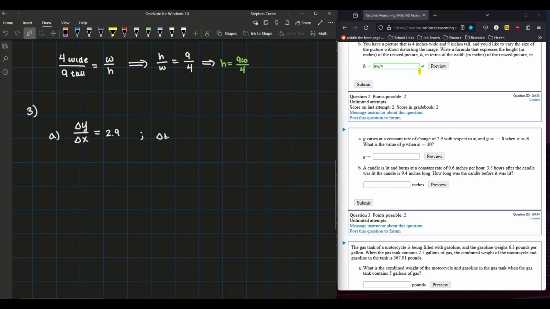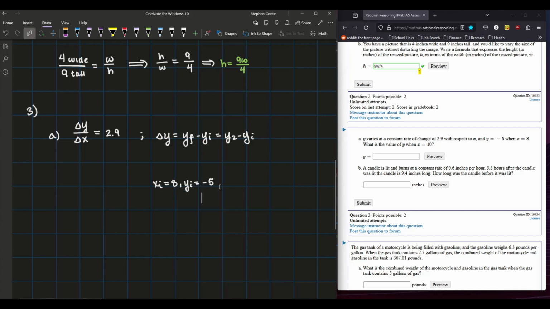Remember that when I say the change in something, I'm saying y final minus y initial, or y2 minus y1. So I'm taking the difference between 2 points. The same thing for delta x. This triangle means delta, which is just the change in something. We're told that y equals -5 when x is 8. So our initial conditions: x initial is 8, y initial is -5.